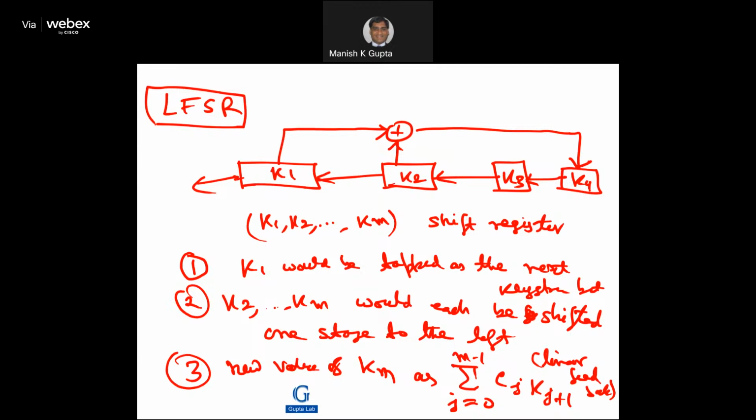For example, CDMA technology. Who uses CDMA technology in India? Who used CDMA technology first in India? Reliance only, right? Sometime back, if you remember.